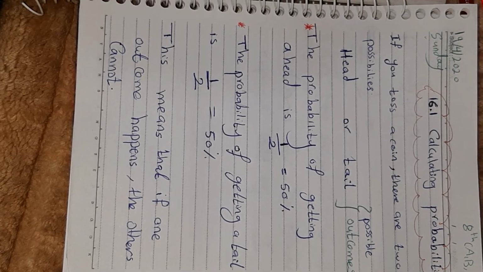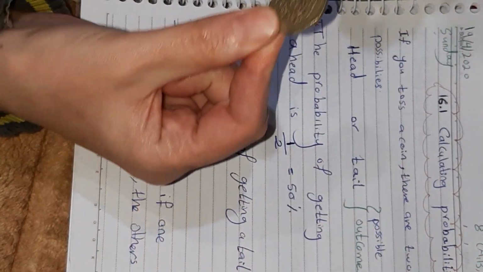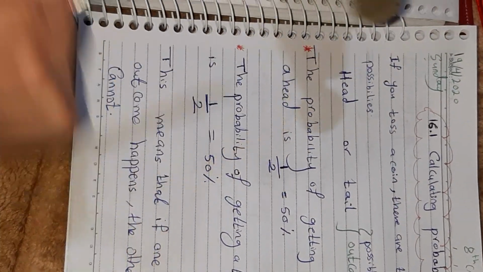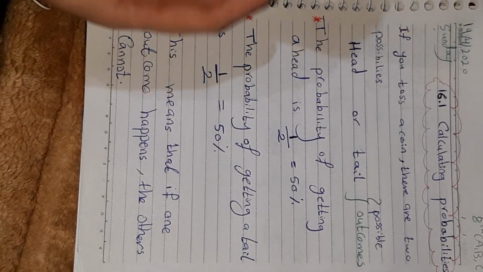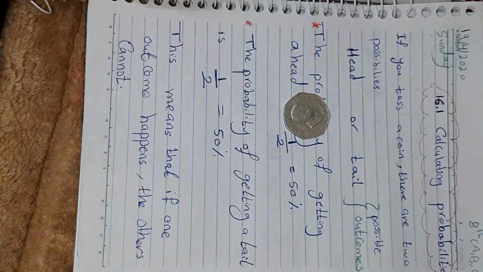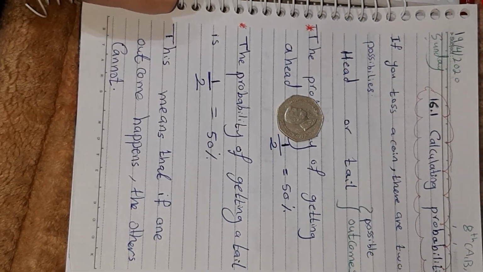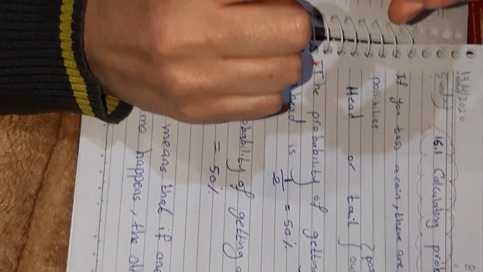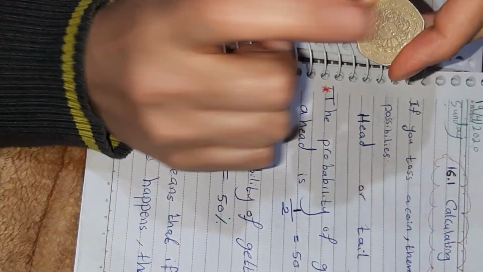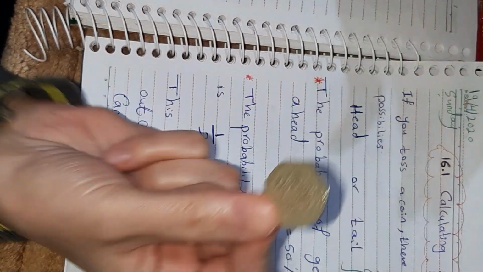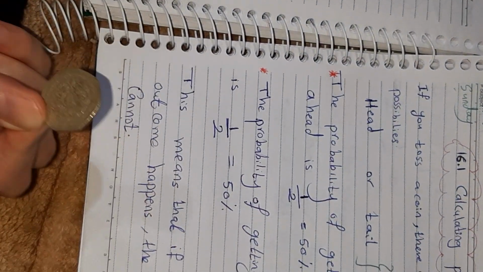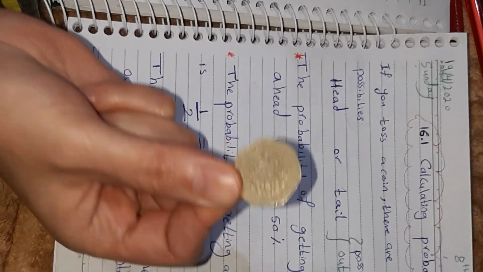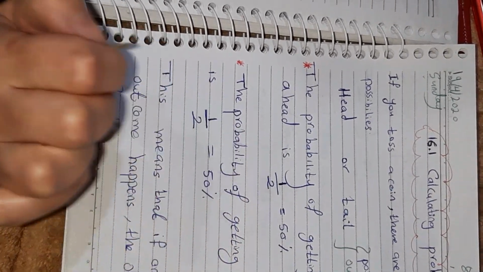Now let's take this coin. Here, this is tail, this is head. Now, if you flip this coin, there are two possible outcomes. It could be the tail or it could be the head. So here, if you flip a coin or toss a coin, there are two possible outcomes, head or tail.